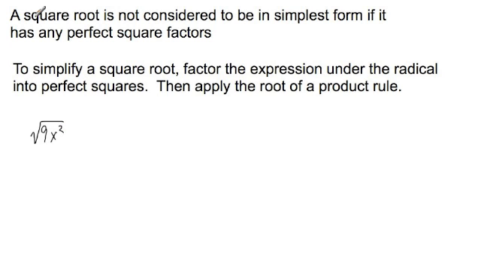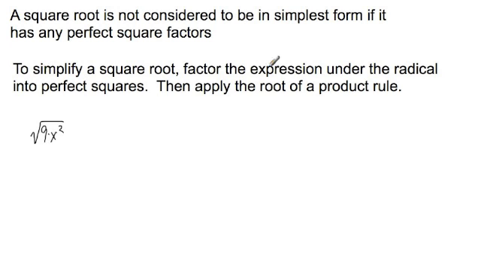Remember, a square root is not considered to be in simplest form if it has any perfect square factors. Notice that there are two factors inside of the radical sign here. Recall that factors are things being multiplied, and the 9 is being multiplied by the x squared. So those are factors. 9 is a perfect square because the square root of 9 is 3, and x squared is a perfect square because the square root of x squared is x. So this square root is not considered to be in simplest form.